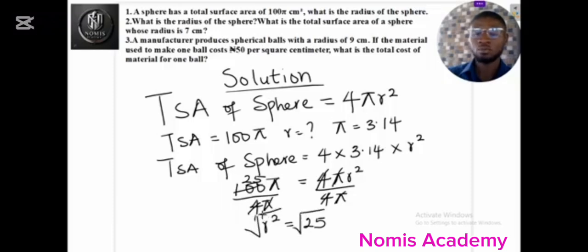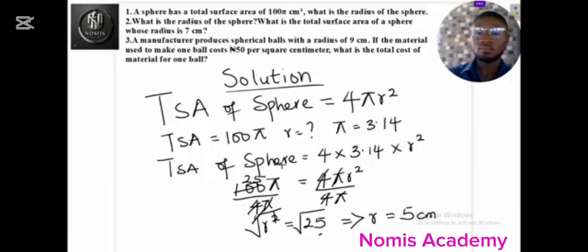So when you square root both sides, the square root here cancels the square. And the square root of 25 is 5. So r is equal to 5 centimeters. So how did I get this centimeter? I know you want to ask.